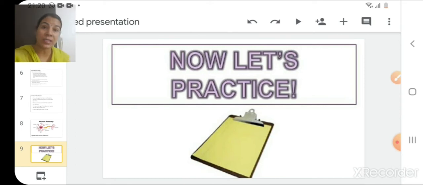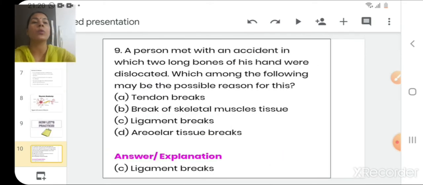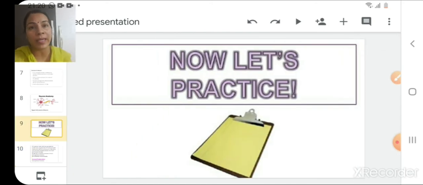Now let us practice some of the questions. Children, this time the questions will be in MCQ form, as well as there will be some brief type of questions where you will have to write the answer in the form of 2-3 lines or maybe 4-5 lines. So please be ready for writing such type of questions.